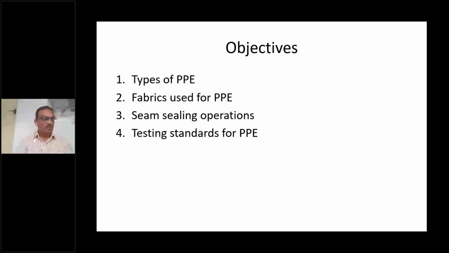Seam sealing has a lot of challenges, and how these challenges are overcome we'll be discussing in the third point. Then standards, along with the industry people, because many people are unaware of the standards. They are looking for something antibacterial or antiviral. So which are the different types of standards we have to go for, and which would be useful for a product to be used within the country? And if we go for exports, the requirements are again going to be different. These differences we are going to discuss under the testing standards for PPE.